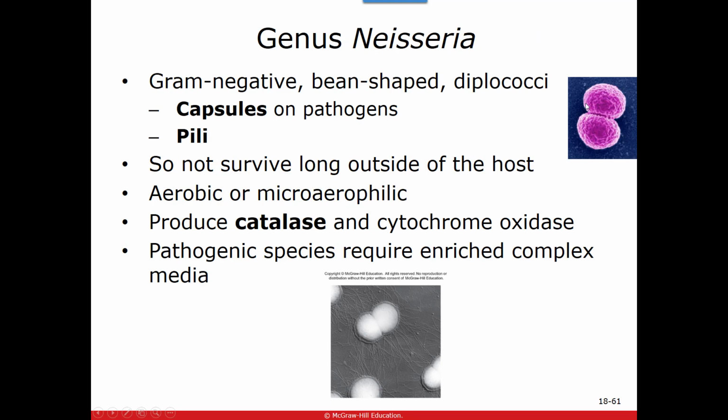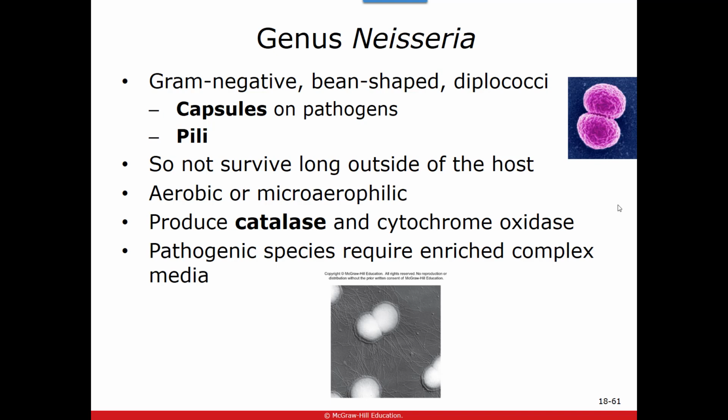They are aerobic. Some are microaerophilic, meaning they like a little less oxygen than normal. They can produce the enzyme catalase, like the gram-positive staph bacteria. They can also make something called cytochrome oxidase, so we do an oxidase test to test for them. And they do require enriched complex media. We can't just grow them up on our normal plates.